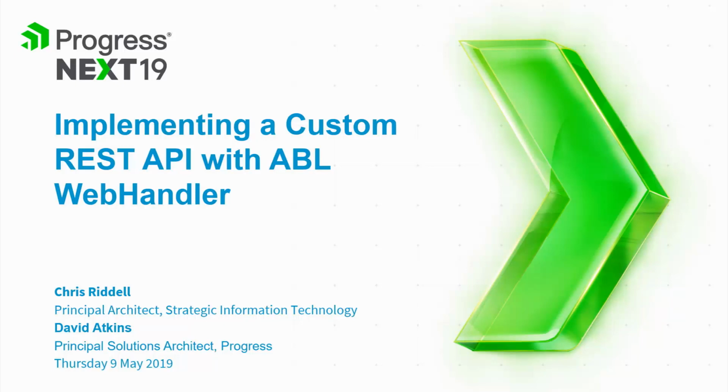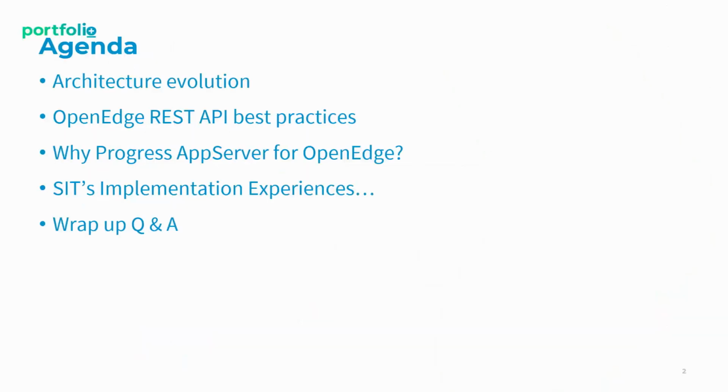I'm David Atkins, a solution architect with Progress, and I'm going to be speaking for about 10 minutes. Then Chris Riddell, who's going to introduce himself later from Strategic Information Technology, is going to talk about his real-world experiences building ABL web handlers. I'm going to put a bit of context around how we evolved to the point of ABL web handlers being our recommended best practice approach to creating a REST API layer for your OpenEdge application. Then I'll hand over to Chris to tell you all the experiences and lessons learned that he's got, that will hopefully help you.